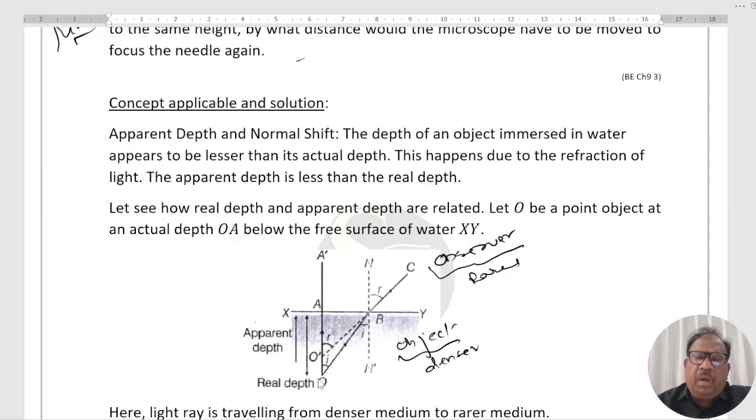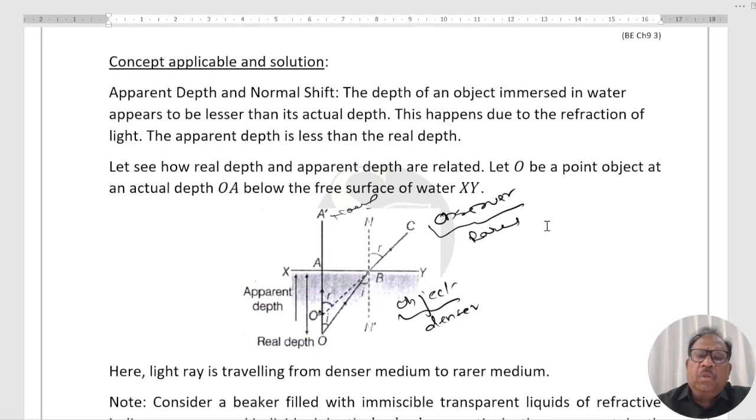When a ray of light goes from denser to rarer, it moves away from the normal. This is the normal. If we extend it further, this is the point. A ray of light incident normally retraces the same path. The point of intersection of these two rays is O dash. O dash is the image point. Then OO dash is the normal shift.